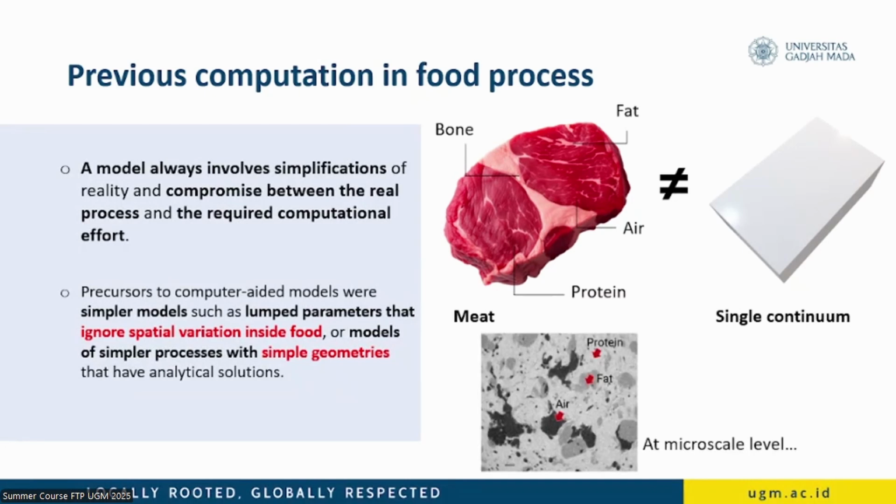The fact is, at micro scale levels, this is the image of the meat at micro scale levels. You can see fractions of proteins, fat, and air. So forget about single continuum. We move to the complex things now. Food structures are physically heterogeneous.